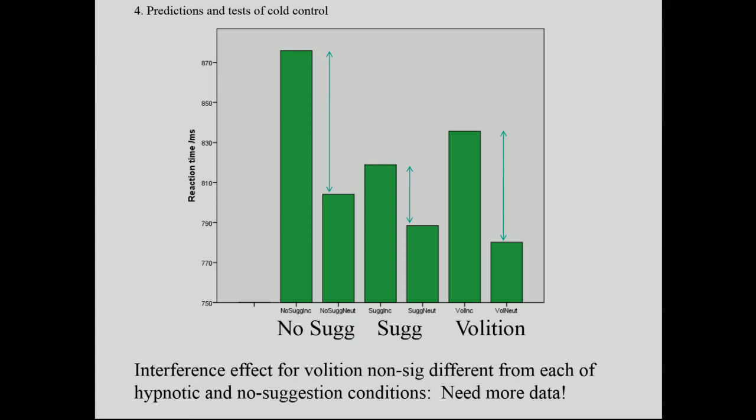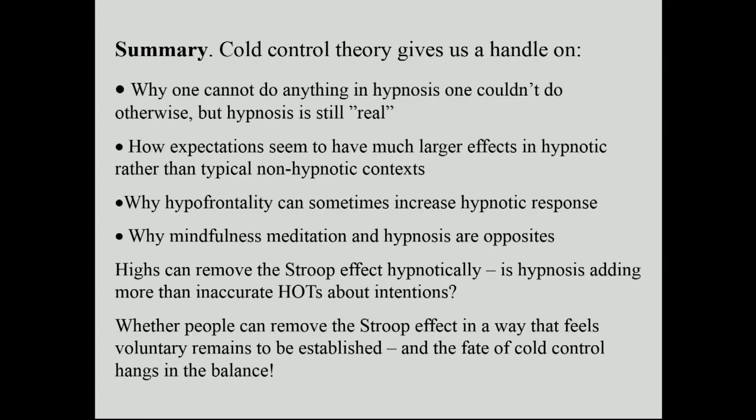So to summarize, cold control gives us a handle on why one cannot do anything in hypnosis one couldn't do otherwise, but hypnosis is still real. How expectations seem to have much larger effects in hypnotic than in typical non-hypnotic contexts, because they're changing higher order thoughts about intentions, but you're still intending to do various things. Why hypofrontality can sometimes increase hypnotic response when it affects your metacognition. Why mindfulness meditation and hypnosis are opposites.